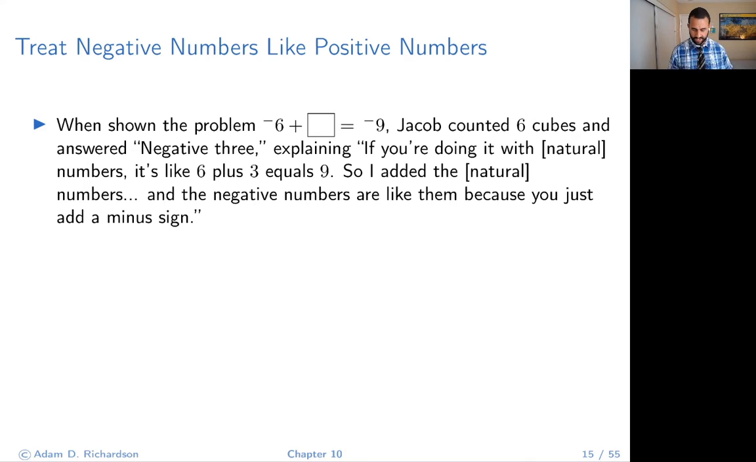Here's another example. He was given this problem, negative 6 plus blank equals negative 9. Jacob counted 6 cubes, for example, and then he answered negative 3. He explained that if you're doing it with natural numbers, it's like 6 plus 3 equals 9. So I added the natural numbers, and then the negative numbers are like them because you just add a minus sign. What does he really mean when he says add a minus sign? It's not exactly what's going on, right?